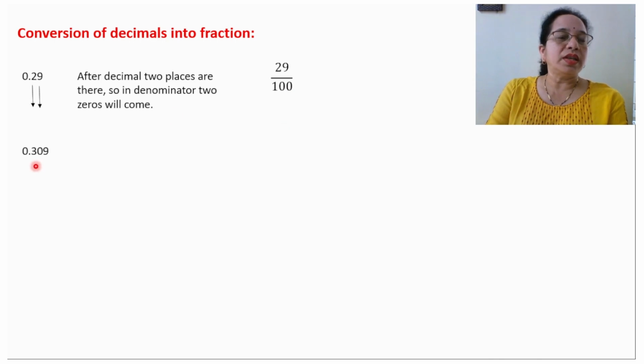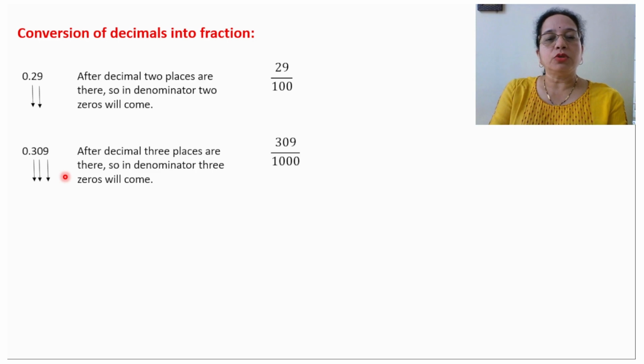Take one more example. So 3.09. So again hide this decimal. Suppose if decimal is not there, what will be your number? 309 upon 1 will be there, and after decimal how many digits are there? 2 digits. So we will put 2 zeros with 1. So 309 upon 100.